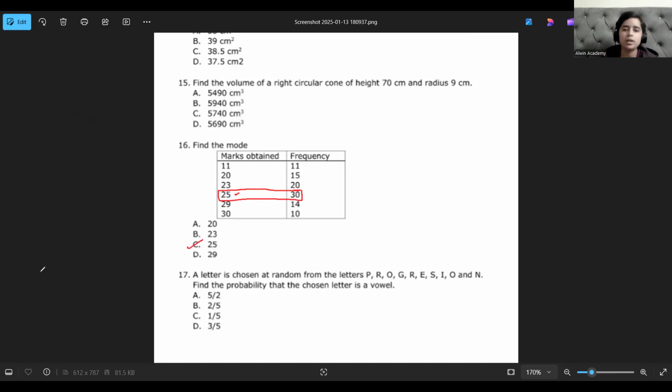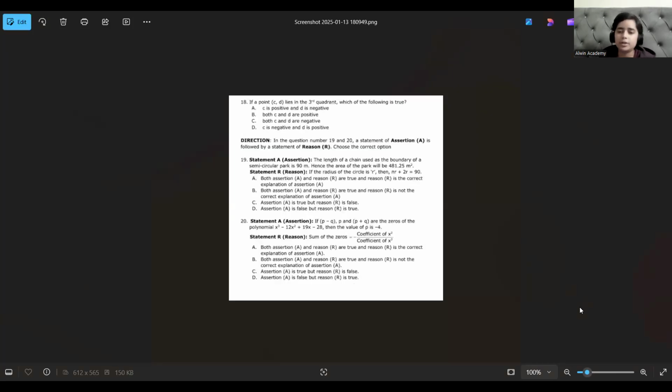Going to the next question, a letter is chosen at random from the letters of the word PROGRESSION. Find the probability that the chosen letter is a vowel. Now there are only 5 vowels in the English alphabet, which is A, E, I, O, and U. The rest all are consonants. So we just have to find these 5 letters here. We have O as a vowel, E is a vowel, I is a vowel, again O is a vowel. So number of vowels is 4, and total letters 1, 2, 3, 4, 5, 6, 7, 8, 9, 10. 4 by 10, that is 2 by 5. Option number B.